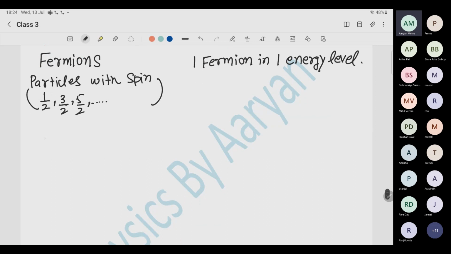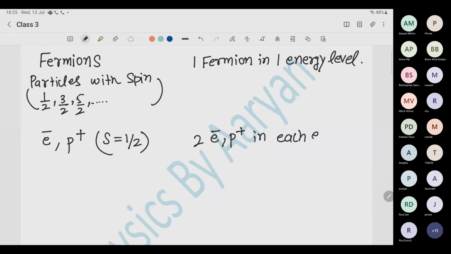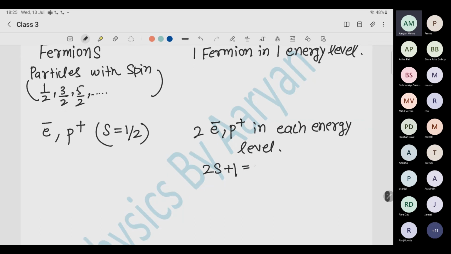If it is mentioned that it is an electron or proton, it means the particle has spin half, because electrons and protons have half spin. In this situation, there will be 2 electrons or protons in each energy level. Or in general, there are 2s plus 1 particles, where s is the spin. So if you put half here, you will get the answer 2. That is why 2.